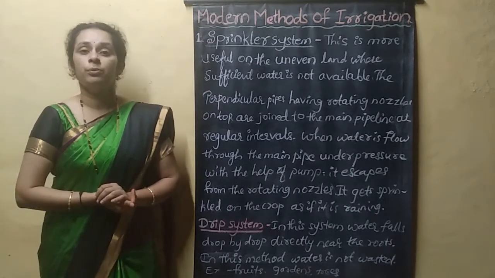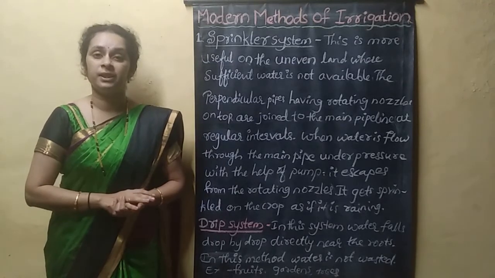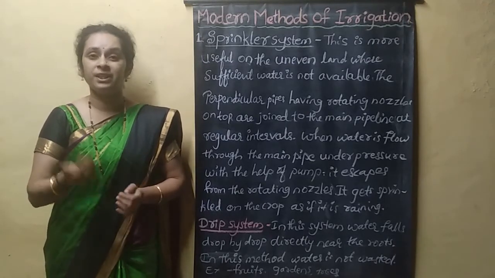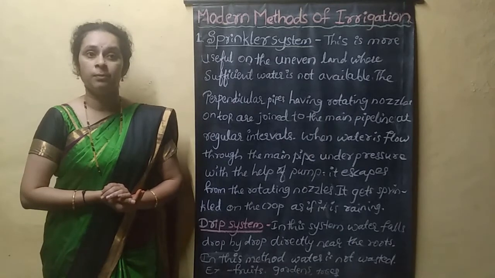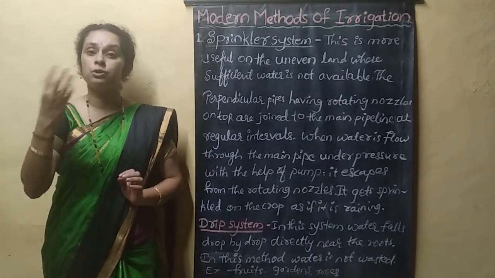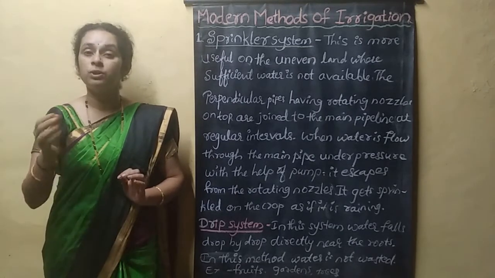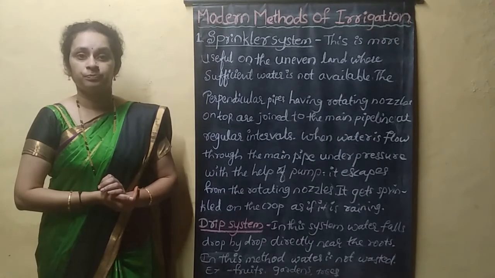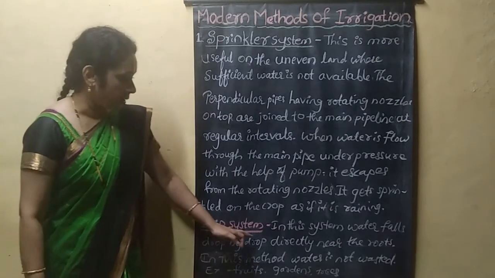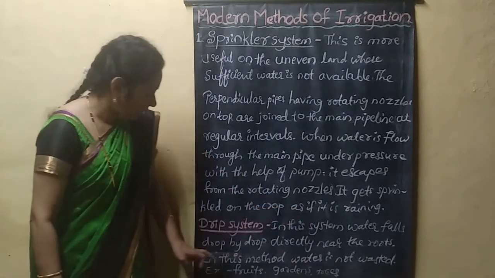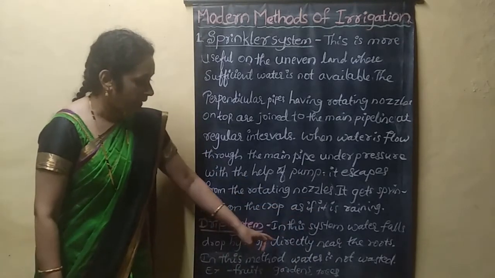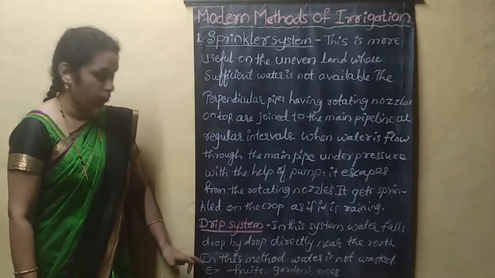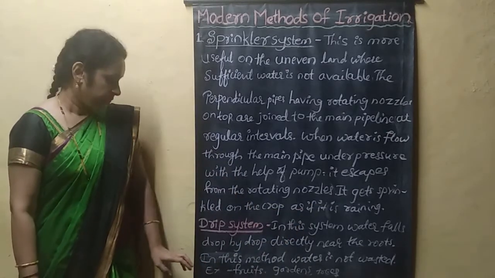Next, we'll discuss the drip irrigation system. We already studied the drip irrigation system. In this, water is supplied to the roots directly through small pipelines. In this system, water falls drop by drop directly near the roots of the plant.